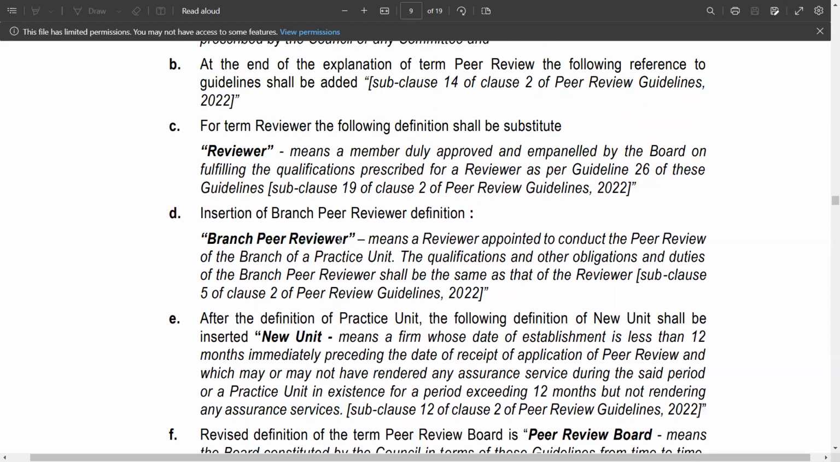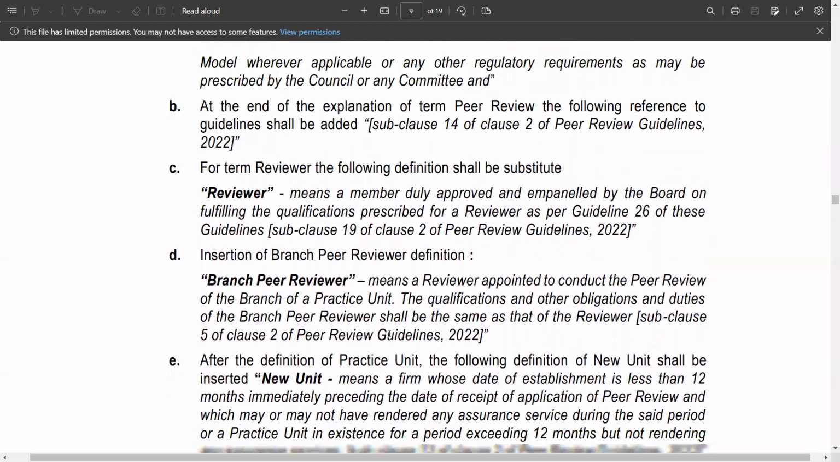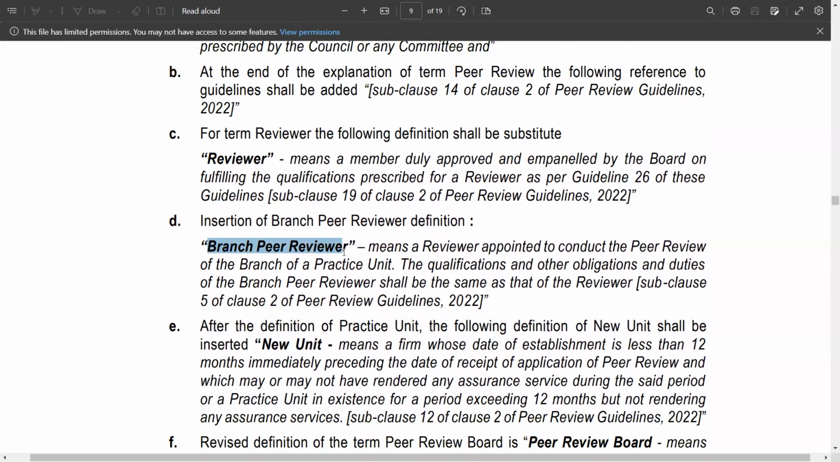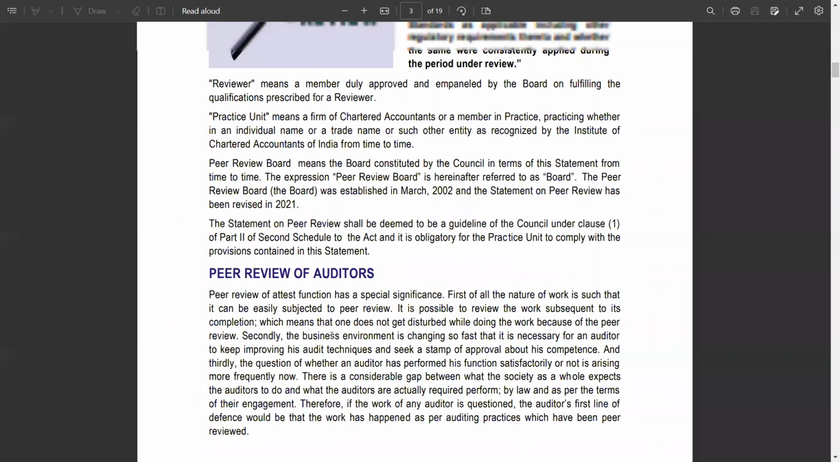Branch peer reviewer. This branch peer reviewer means a person or a reviewer appointed to conduct the peer review of a branch or practicing unit. The qualifications and obligations we'll discuss later. These are the same as the peer reviewer. So simply, basically like a branch auditor. This is the branch peer reviewer. Okay, so let's jump to the chapter again.